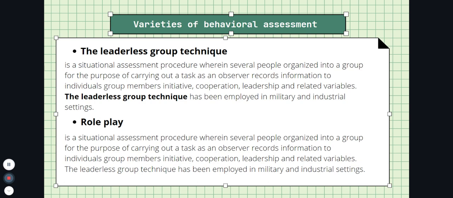So, role play, they are actually preparing the military and other people in their particular jobs, so that this behavioral assessment is used by them to identify whether an applicant's performance will be successful.